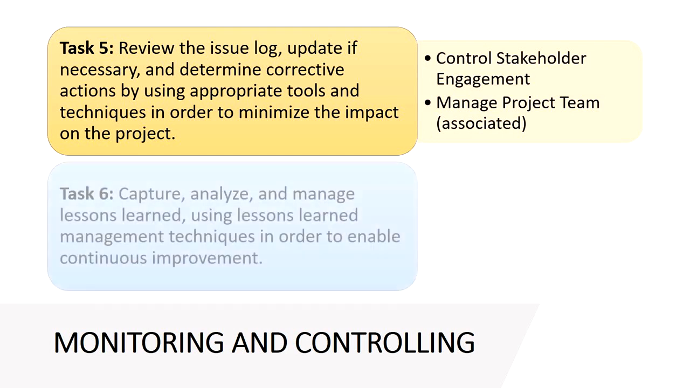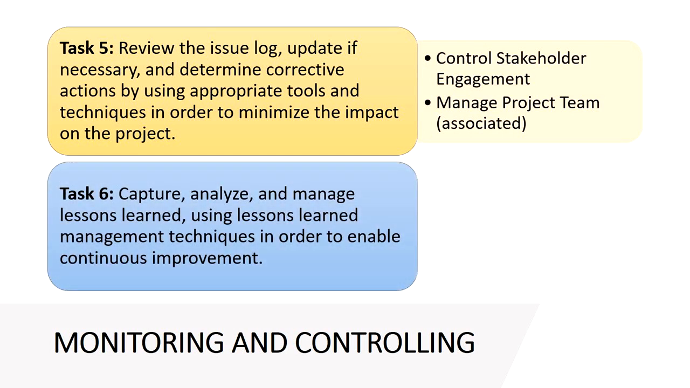Let's go to task 6. Task 6 states capture, analyze, and manage lessons learned using lessons learned management techniques in order to enable continuous improvement. The bottom line is that all of the processes in monitoring and controlling, especially from scope on to stakeholder management, are used to capture, analyze, and manage lessons learned. At the end of every controlling process, you see organizational process assets updates. And these updates have in them lessons learned that are gleaned from the team all throughout the project.